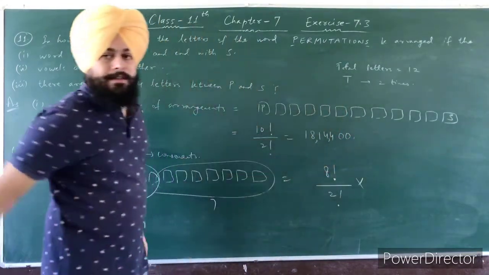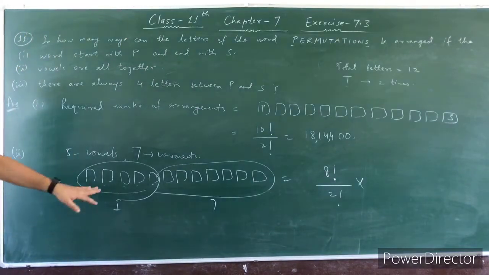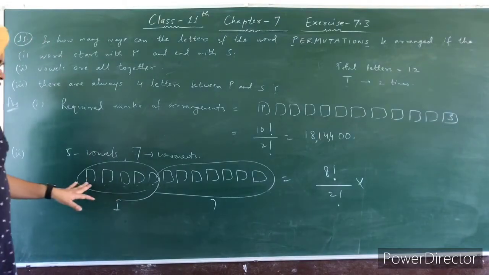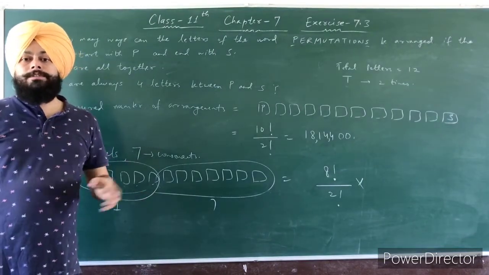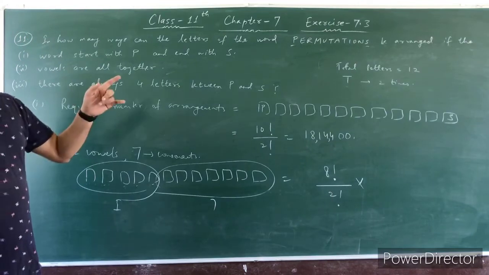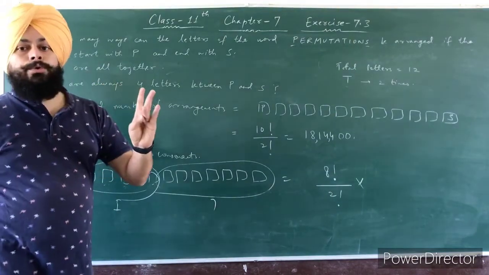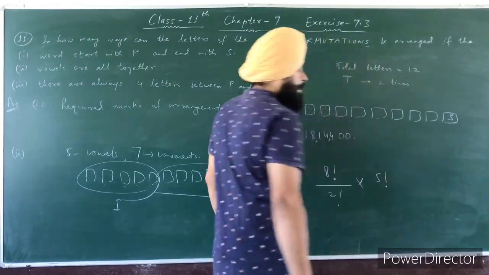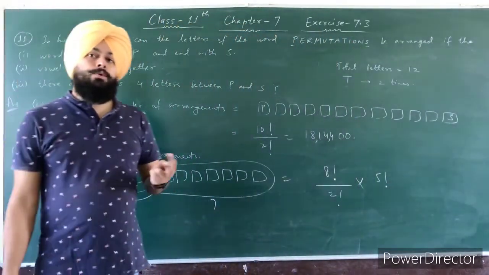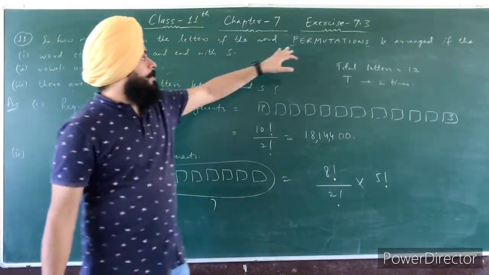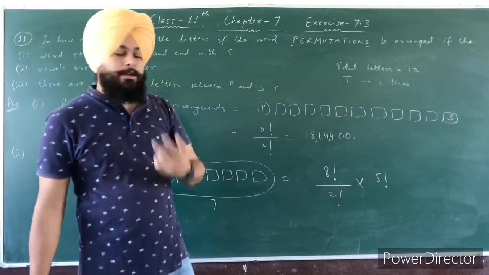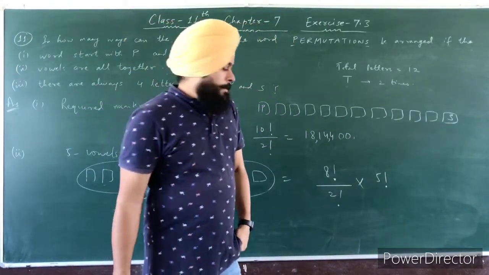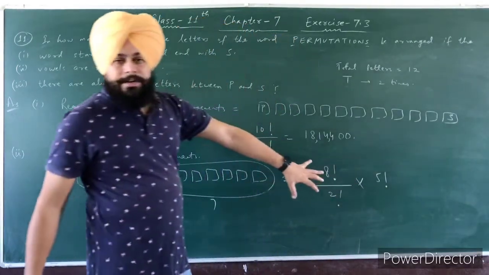Now we have to multiply this with which one? This one, 1, 2, 3, 4, 5. Because there are 5 vowels and all the 5 vowels are different. No one is the same. A, E, I, O, U. All the vowels are different. So we will multiply with 5 factorial. Suppose that the vowel A is repeated 2 times, then you will divide 5 factorial by 2 factorial. So you don't need to divide it here.